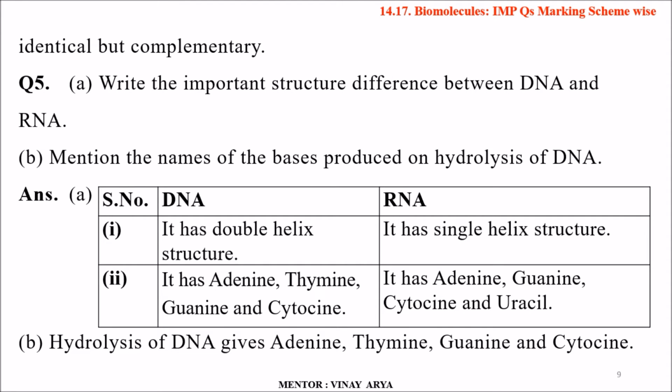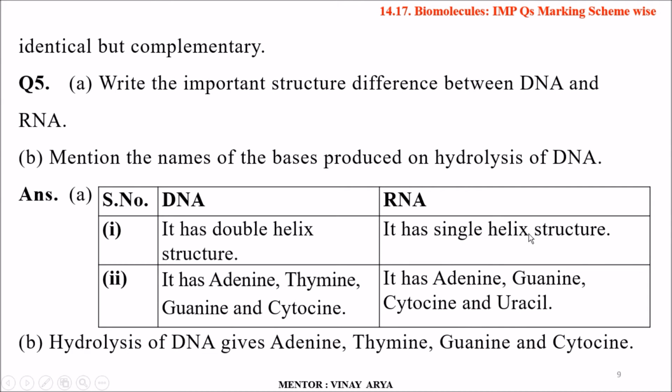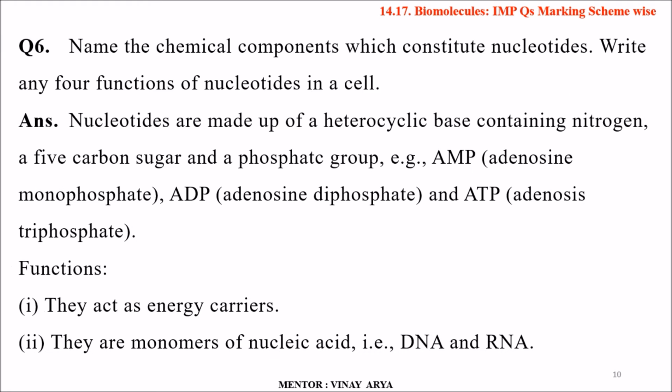Question number 5. A part, write the important structural differences between DNA and RNA, and B, mention the names of the bases produced by hydrolysis of DNA. So the first part A, DNA and RNA, we have to distinguish between them. The first one, DNA has a double helix structure, while RNA has a single helix structure. DNA has adenine, thymine, guanine and cytosine, while RNA has adenine, guanine, cytosine and uracil. B part says the hydrolysis of DNA gives adenine, thymine, guanine and cytosine.